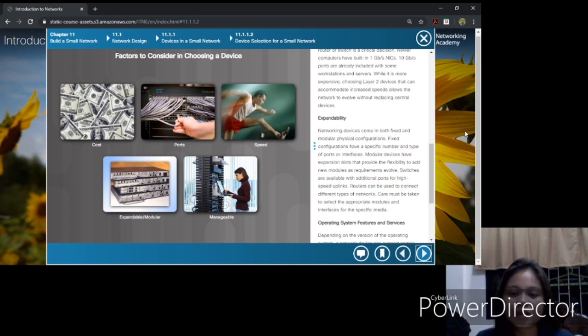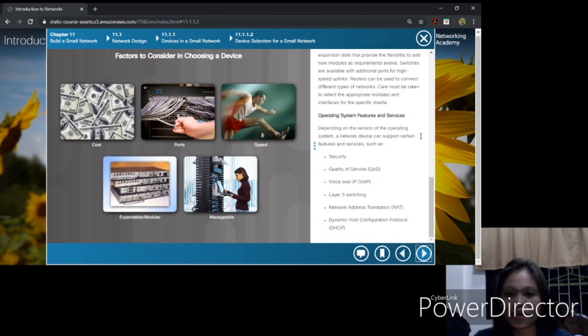Care must be taken to select the appropriate modules and interfaces for specific media. The operating system is to support certain features and services such as security, quality of service, voice over IP, layer 3 switching, network address translation, and the dynamic host configuration protocol.